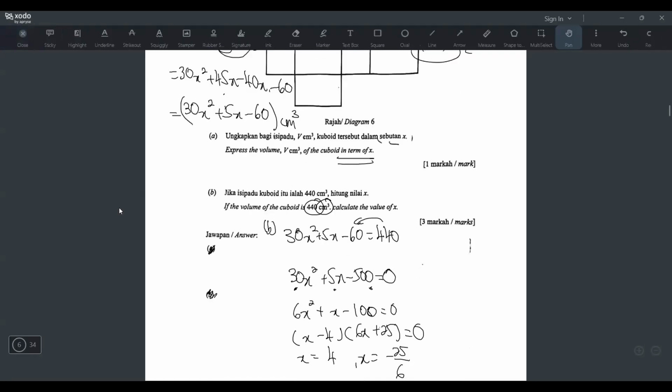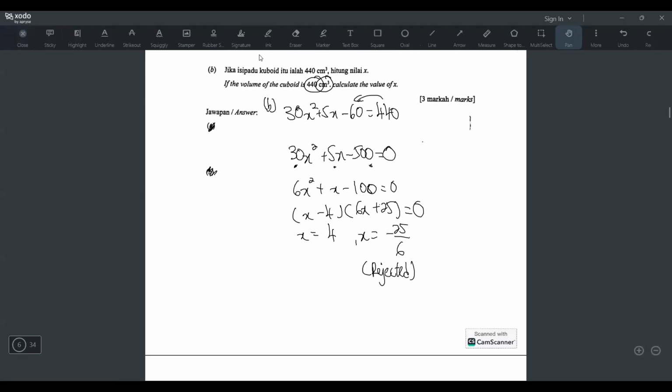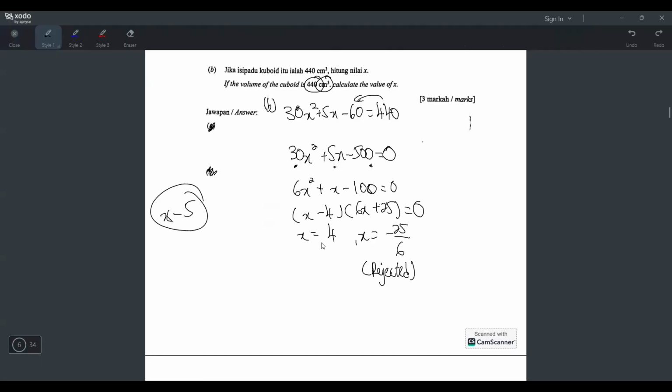Because you don't know how the question gives you in the soalan, right? Because sometimes maybe it's like x minus 5. Then if it's like this, then you have to reject the 4 already, because 4 minus 5 is negative 1, right? Okay lah, so you get my point. So you need to sub in first to check.